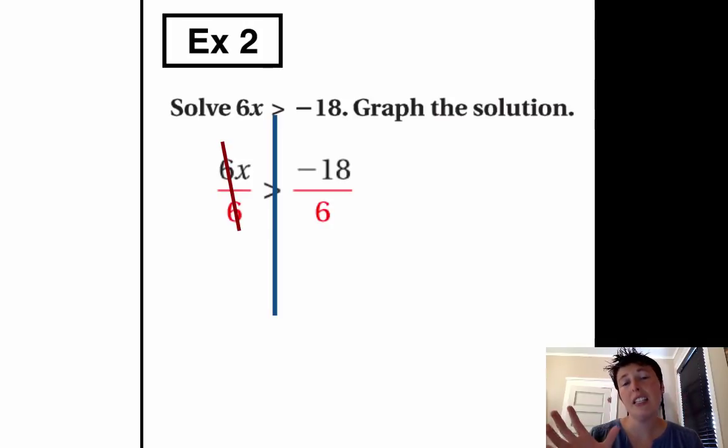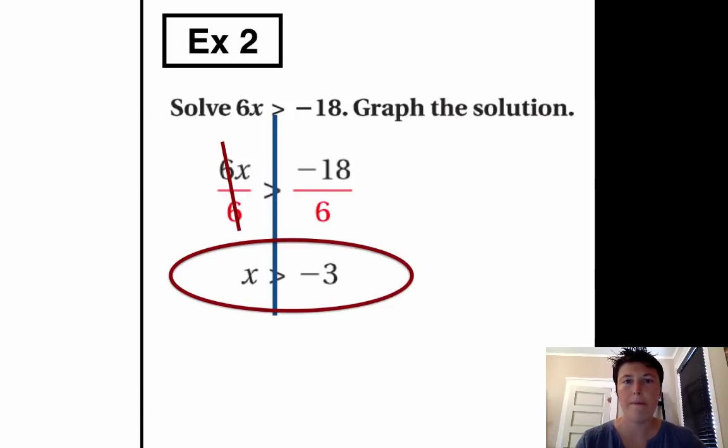I'm going to take negative 18 and divide by 6, and I'm going to get negative 3. So x is greater than negative 3. There's my solution. All right. Now time to put that one on a number line.